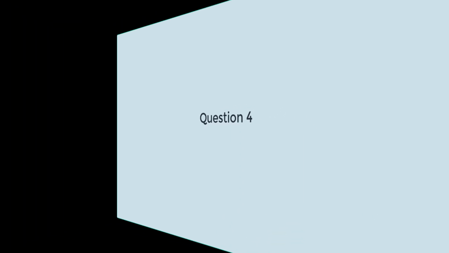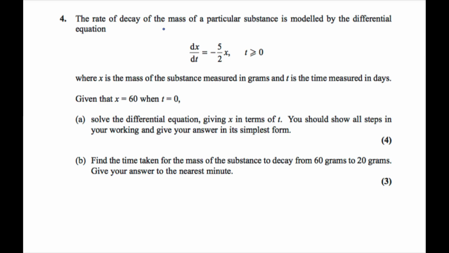Question 4. The rate of decay of the mass of a particular substance is modeled by the differential equation dx/dt equals minus 5 over 2x, t is greater than or equal to 0, where x is the mass of the substance measured in grams and t is the time measured in days. Given that x equals 60 when t equals 0, part A says solve the differential equation giving x in terms of t. You should show all steps in your working and give your answer in its simplest form.